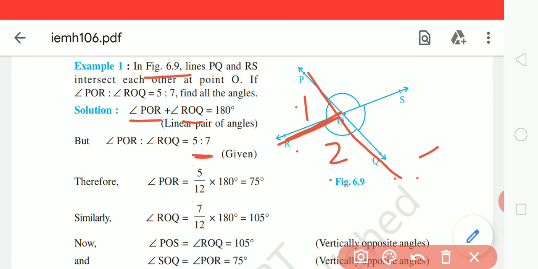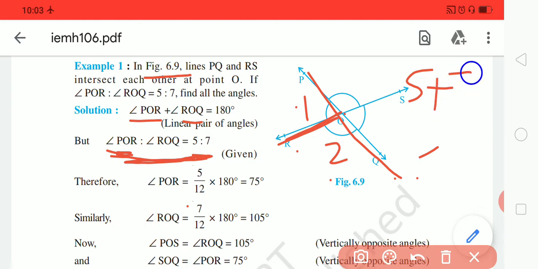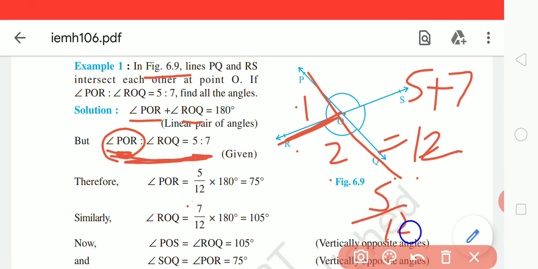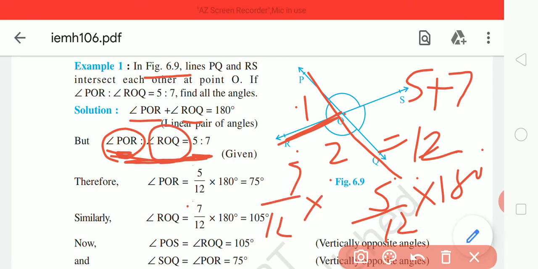And here angle POR we can find from here equal to 5/12 of 180 degree, right? How can we find 5/12? Because in the ratio we have given 5:7. The sum of the ratio is 5 plus 7, that is equal to 12. So the part of angle POR is 5/12 into 180 degree, and the part of ROQ is 7/12 into 180 degree.